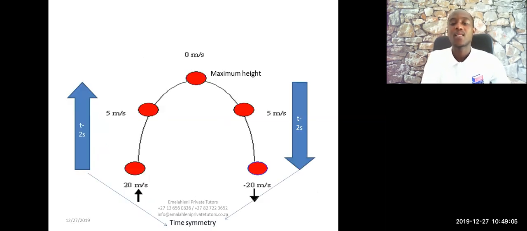Then, this is a very important diagram that you need to understand, because what you see there is time symmetry. You must understand the concept of time symmetry: if you throw something up, the time it takes to reach its maximum height and the time to come back to the ground are the same. So the time it takes to reach its maximum height is half the time it takes to reach the ground. The time from this point to the final point is twice the time it takes to reach its maximum height.